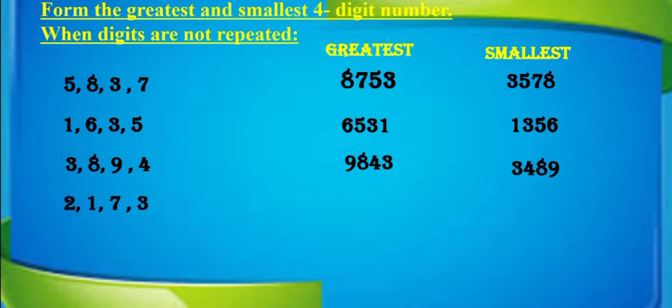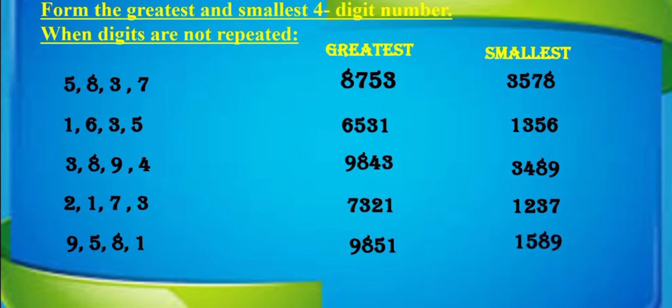The digits are 2173. How will we form the greatest number? The greatest number is 7321. The smallest number is 1237. Next example, 9581. These are the digits given to you. What will be the greatest number? Arrange in descending order. 9851. And what will be the smallest number? 1589. Okay, so this is one case. That is, 4 digits are given and you are forming the greatest and smallest 4-digit number without repeating the digits. Is this clear? Now let us go to the next case.